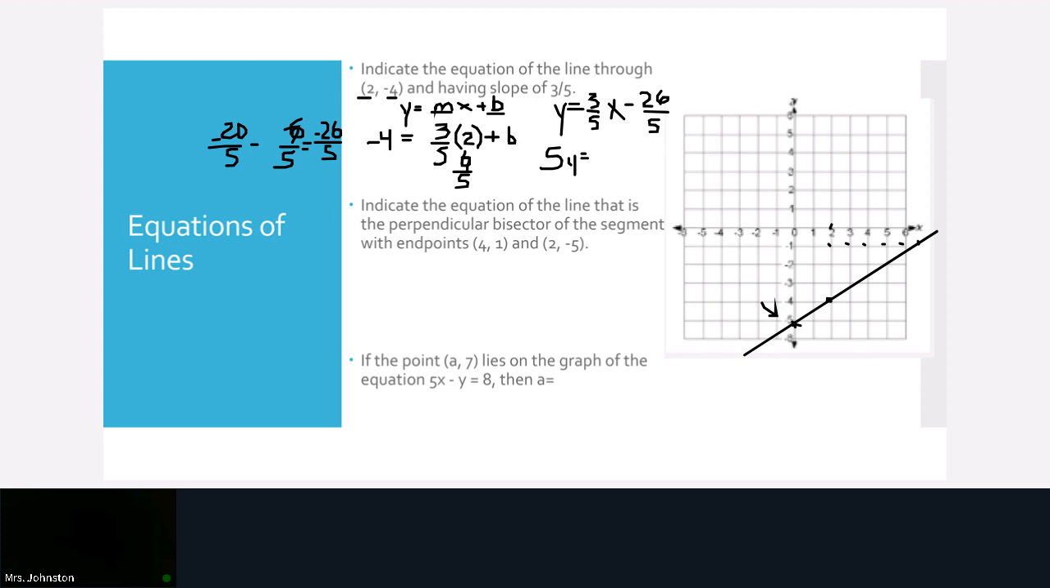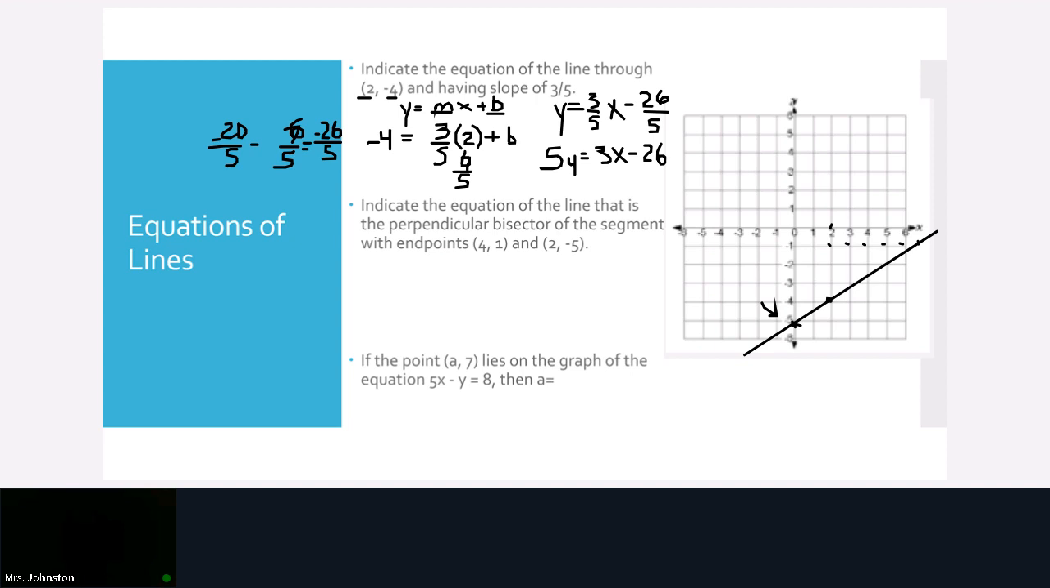5y equals 3x minus 26. And I could even move this so that the x and y terms are on one side and the number on the other for standard form. And depending on the form that you're asked for, make sure that your answer is in that form.